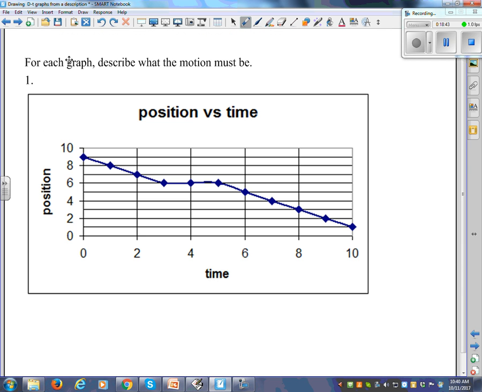Okay, so now you have, I think, three graphs, am I right? Now you have three graphs. Now you need to tell me what the motion is, just in words. Left. Three graphs, tell me what the motion is.